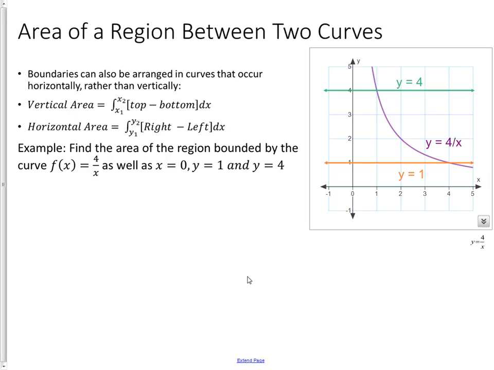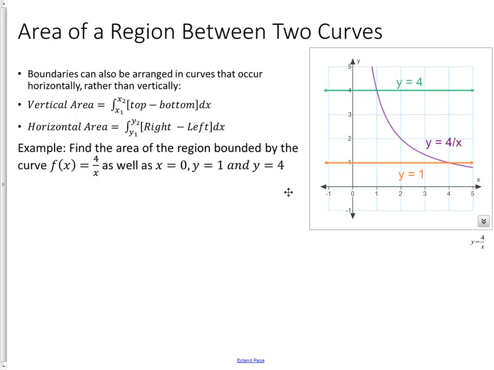But sometimes it's actually very useful to be able to do this as a function of y rather than a function of x. Now, as an exercise, you should go ahead and take a few moments and try this out for yourself. Imagine that we have this arrangement. We want to find the area of the region bounded by the curves f of x equals 4 over x here in purple, x equals 0, which is the vertical line of the y-axis, y equals 1 here in orange, and y equals 4 here in green.